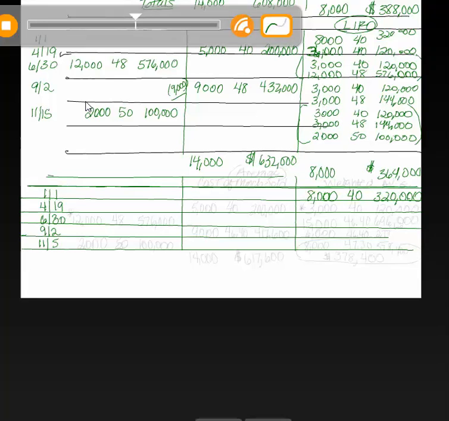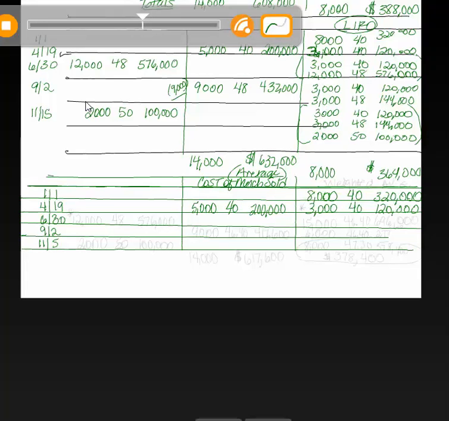If you have a room full of $40 items, then you already know that the average cost per item is $40. So then on the 19th, we sell 5,000 units, and here for the cost of merchandise sold, we're going to use the average cost. So 5,000 times an average cost of $40 each is $200,000. And then you have 3,000 left at an average cost of $40 each, which is $120,000.